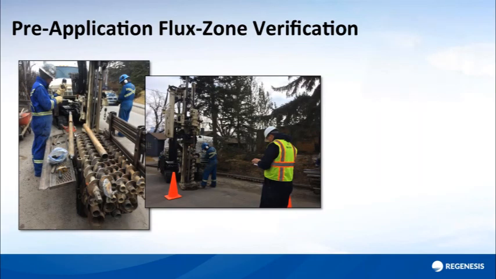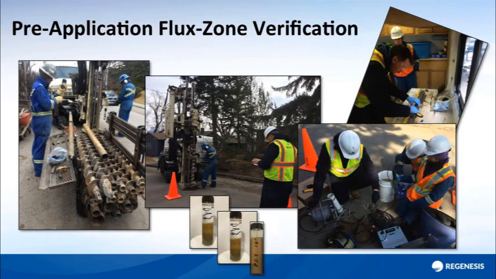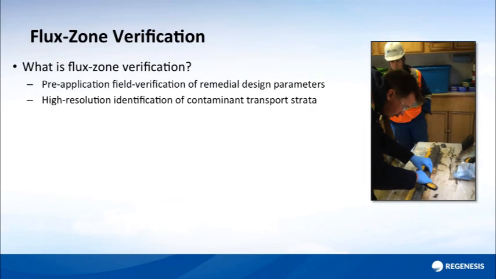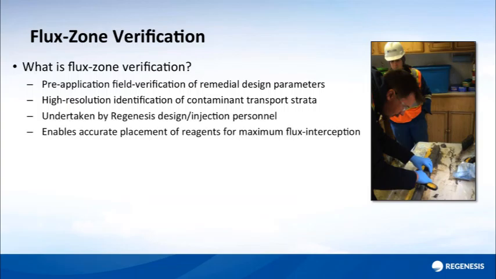So what are we doing here? Well, it's essentially a pre-application field verification of the remedial design parameters. We're doing a high-resolution identification of the principal contaminant transport strata. We will typically undertake this by the design injection personnel, the people who've been involved in designing the project, so they can quickly see whether what they had designed and what they had in mind is actually what's there under the ground. And this enables accurate placement of the reagents for maximum flux interception.